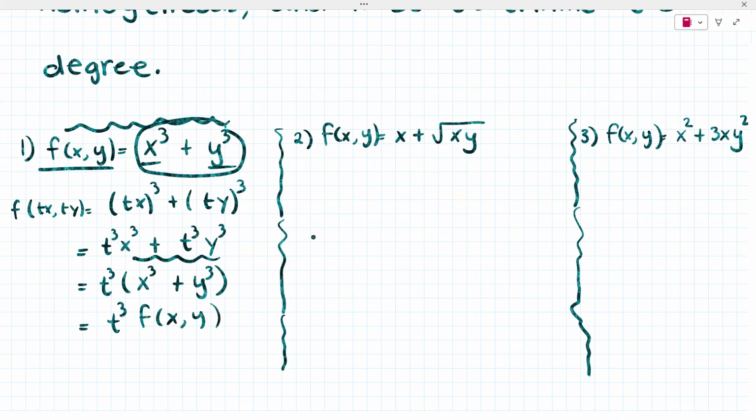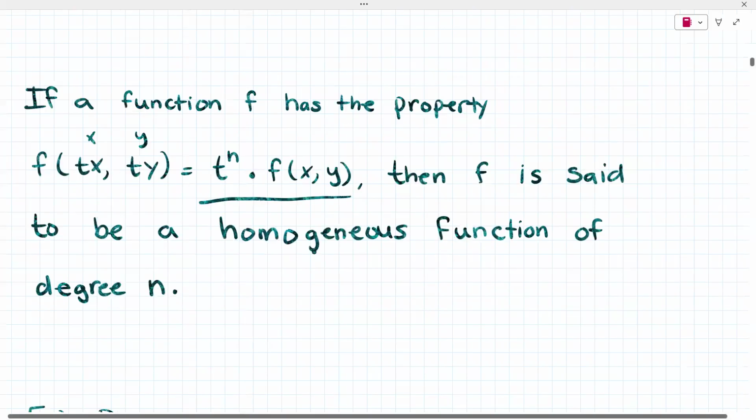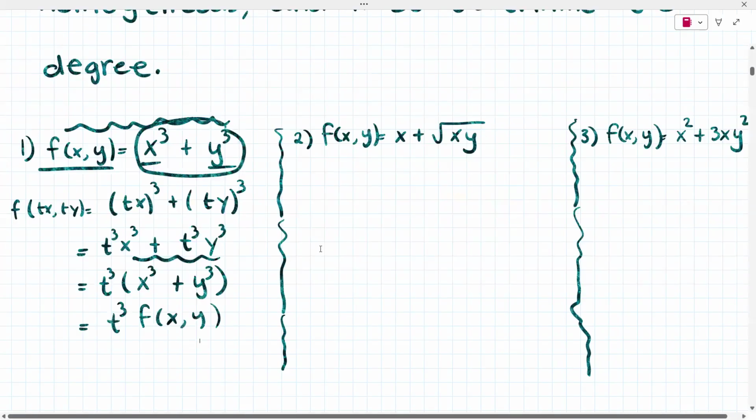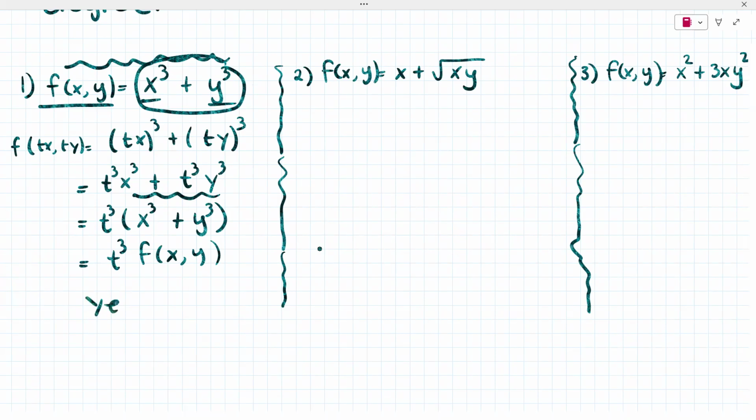So you tell me, is this a homogeneous function? Is it in the form of t to the n times f of x comma y? Yes, it is. Yes, it's homogeneous. And we've got to figure out what the degree is. The degree is this n power, which is 3. So the degree is 3.